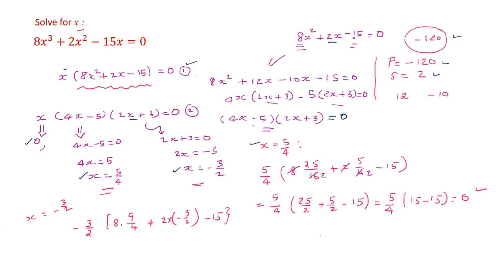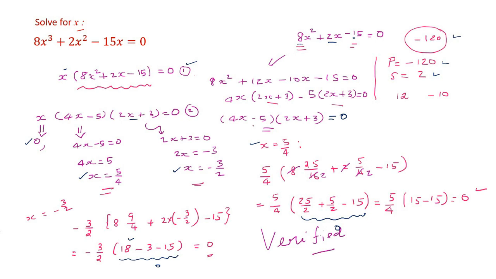Now you simplify 8 and 4 here, so you can cancel by 4, so this will be 18. 2 and 2 will cancel, so minus 3. 18 minus 3 is plus 15, here there is minus 15, so it adds up to 0. 0 multiplied by anything is 0. So this is verified, hence the solutions are x is equal to 0, x is equal to 5 by 4, x is equal to minus 3 by 2. Okay, thank you.